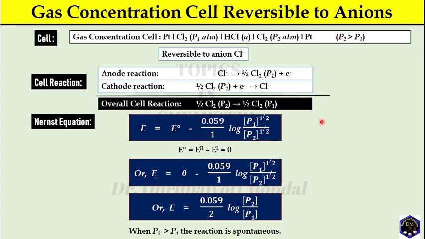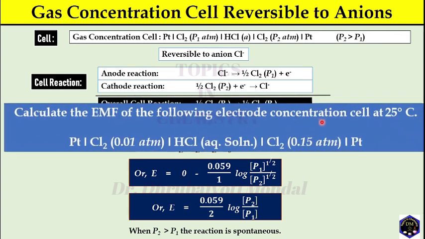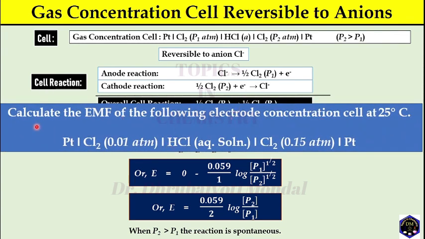Okay. Now solve one problem from this topic. Calculate the EMF of the following electrode concentration cell at 25 degrees Celsius. Platinum, chlorine 0.01 atmosphere, HCl aqueous solution, chlorine 0.15 atmosphere, platinum. Now you can see this is P2, this is P1 and P2 is greater than P1. So use the equation, put the value of P2 and P1 here, calculate the E cell for that electrode concentration cell. Okay, so you can write the answer in the comment box.